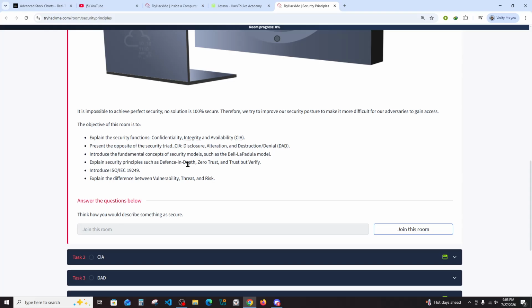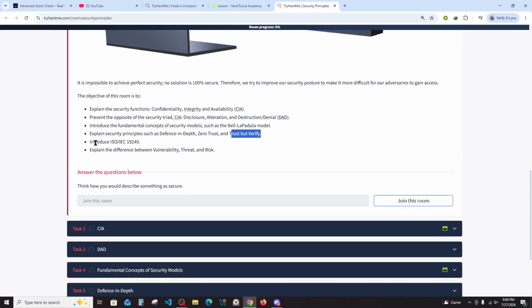Introduce the fundamental concepts of security models such as the Bell-LaPadula model. Explain security principles such as defense in depth, zero trust, and trust but verify. Introduce ISO/IEC 19249. Explain the difference between vulnerability, threat, and risk.